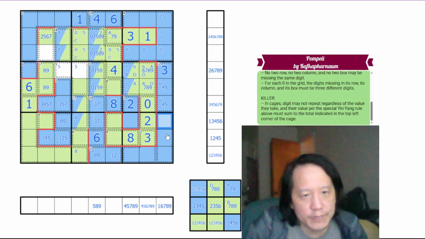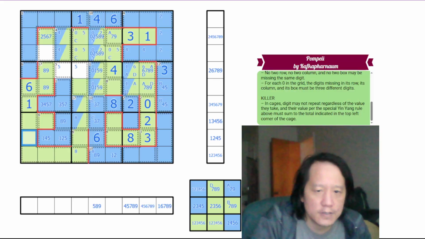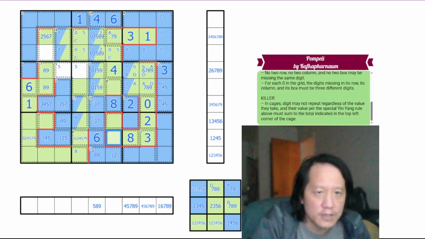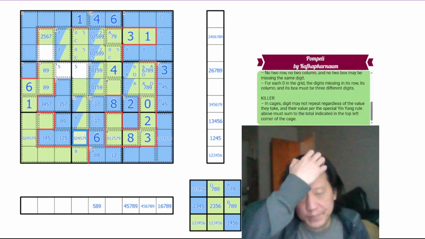Okay, so remaining digits in row 8, we have 0, 1, 2, 4, 5, 7, 9. So this can't be 1 because of 1 in the column. No 4 here because of 4 in the column. No 1 here because of 1 in the column.